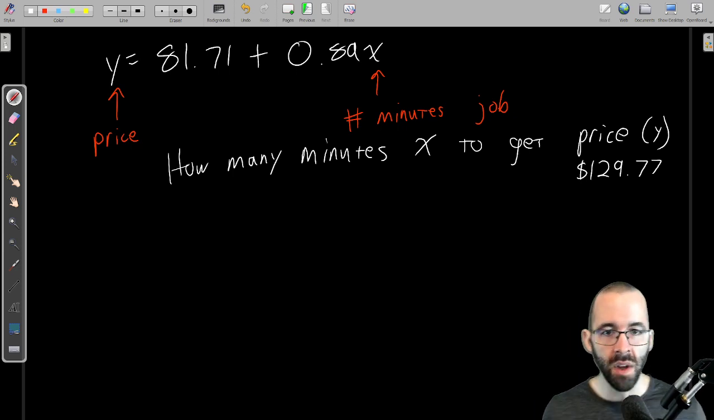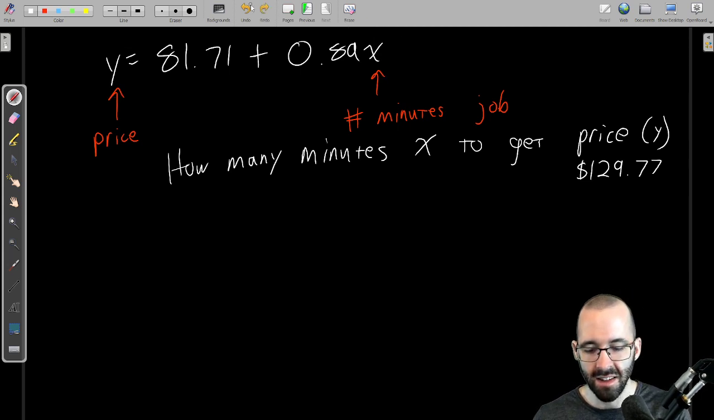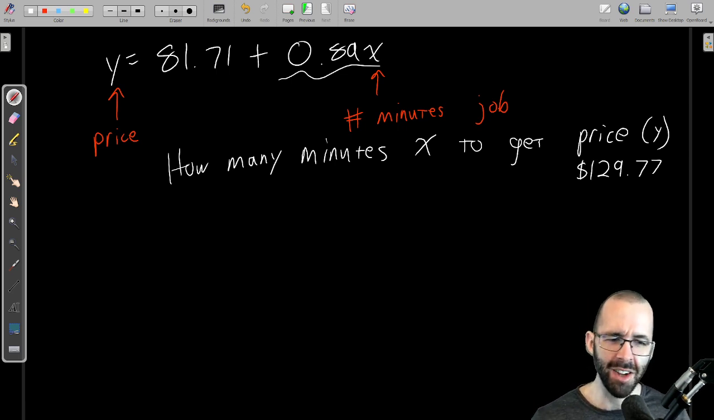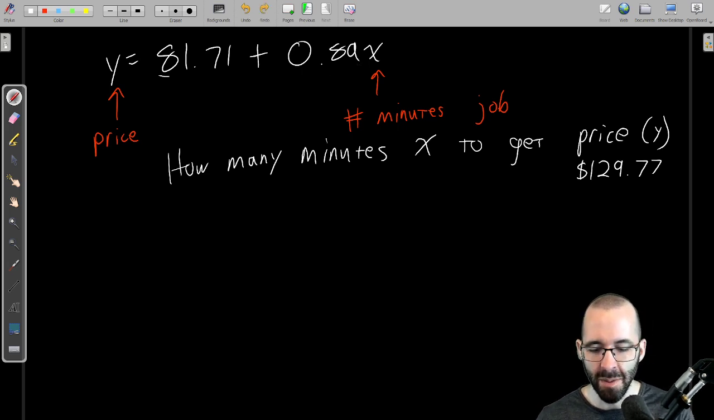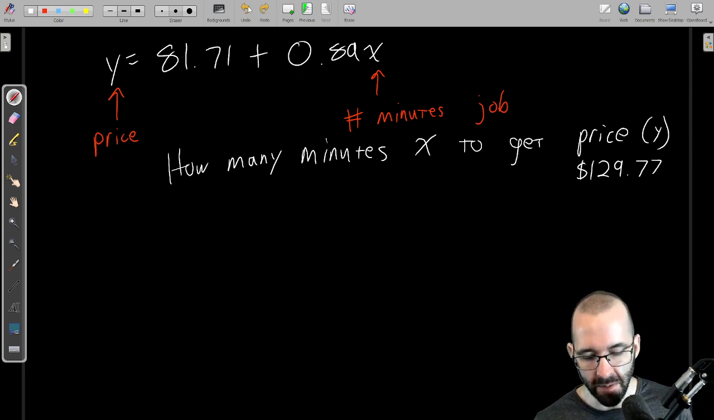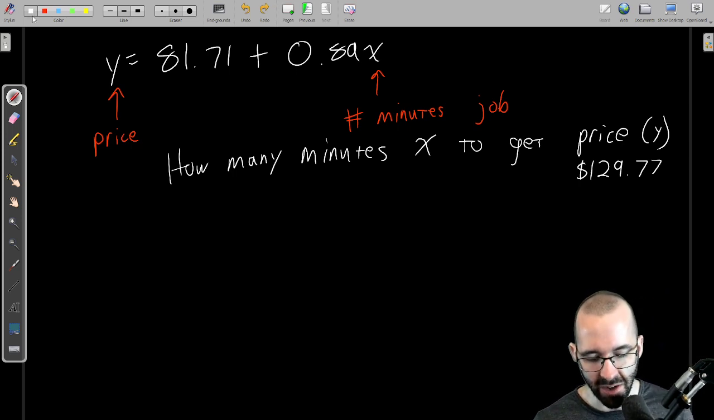As a side note, we could say a lot of things about this line. We'll talk more about lines later in this class. But this is saying that every repair job is going to cost at least $81.71. And then every minute is going to be an extra 89 cents to that total. Seems pretty low, 89 cents per minute. But I guess it depends on what kind of job it is. But there's this flat fee, and then this is the fee every minute. We're not in that unit yet, but it's coming. Again, a cool, useful thing.